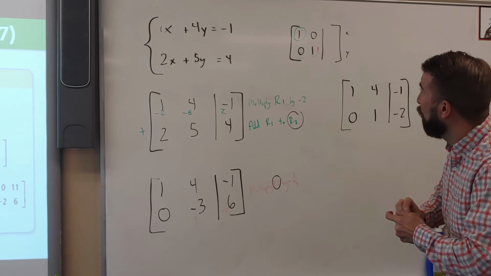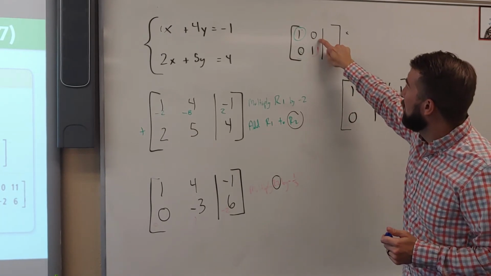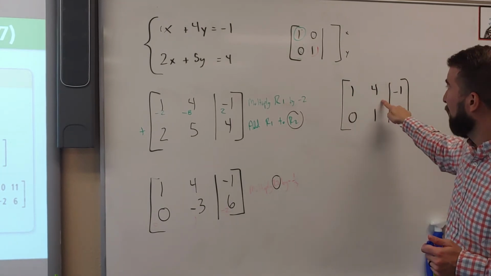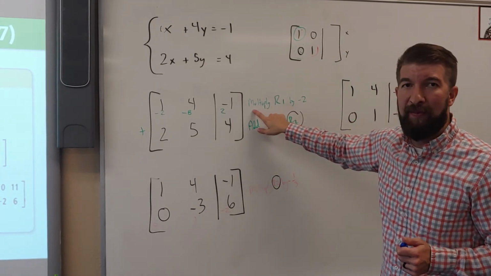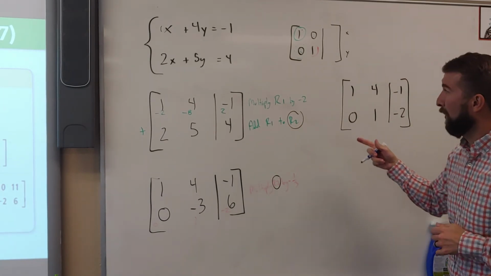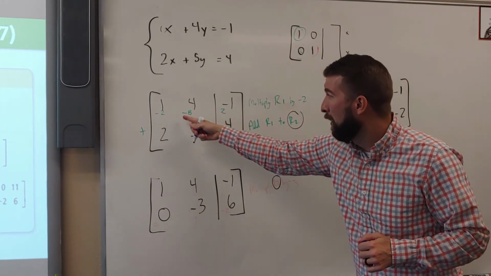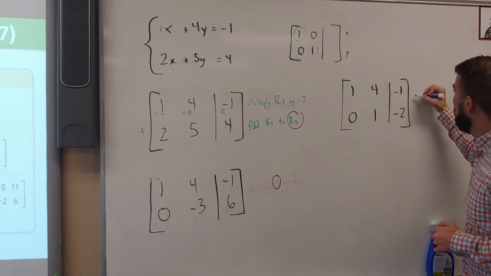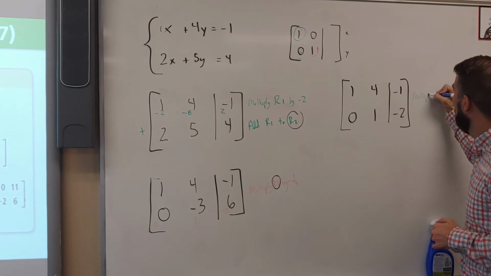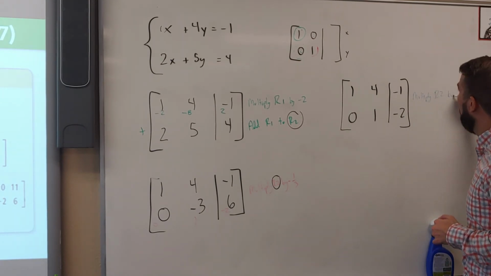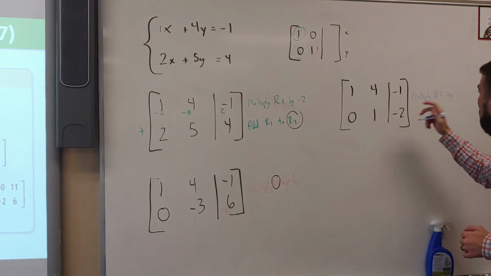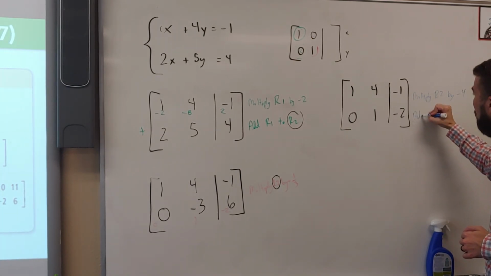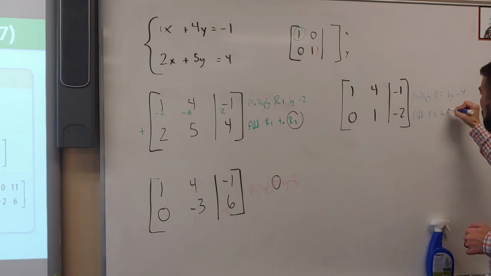And I will tell you, once you get to this point, you're going to zero out this number the same way you did this. You're going to multiply. So on this one, I multiplied row 1 and then added. This time I'm going to multiply row 2 by negative 4. Then I'm going to add row 2 to row 1.